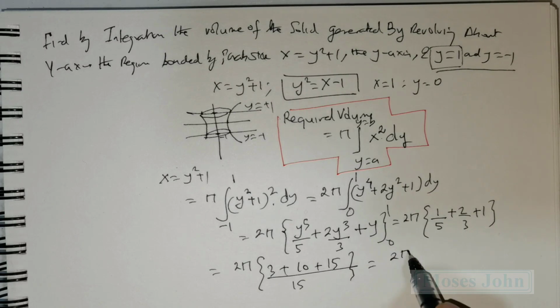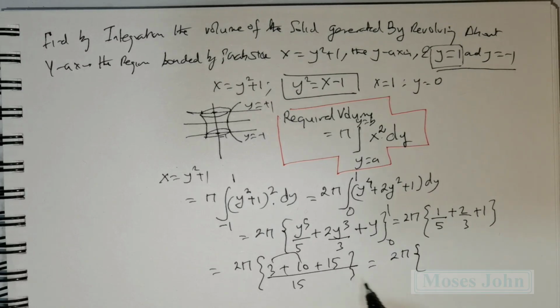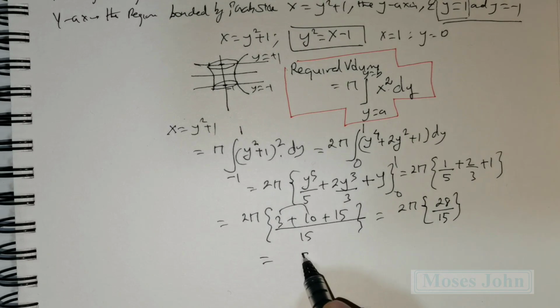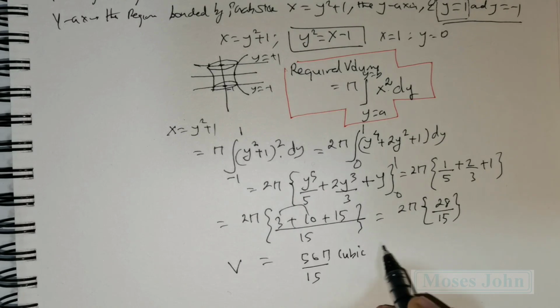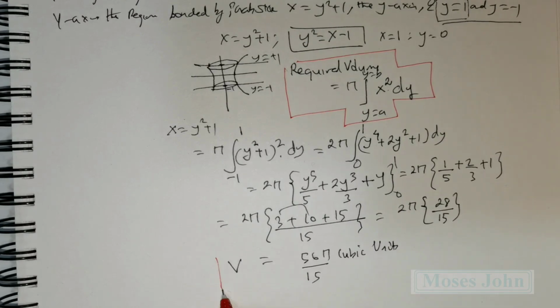This is equal to 2 pi times 3 added with 10, 13, added with 15 would give me 28 divided by 15. Of course, this is going to be 56 pi divided by 15, which is my volume. So make sure that you place cubic units. Okay, so this is the final answer to the question.